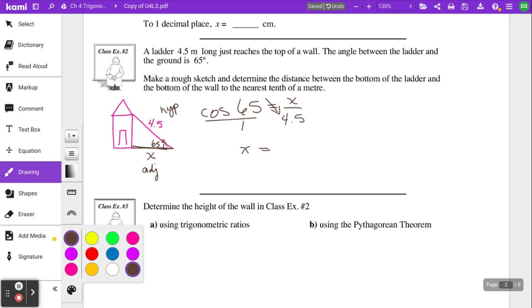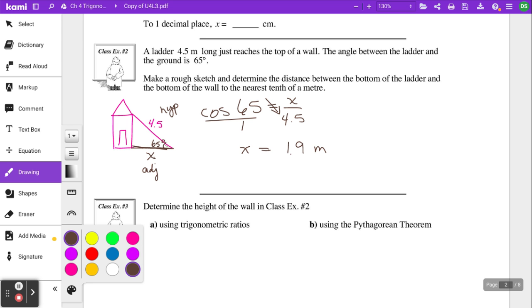Go ahead. I want to know how far it is between the bottom of the ladder and the bottom of the wall. 1.9. 1.9 is a possible answer. Maybe, I don't know. Anybody else have a different answer? You all think it's 1.9? My picture wasn't very good then, was it? That's okay. Anybody else is going to say 1.9?